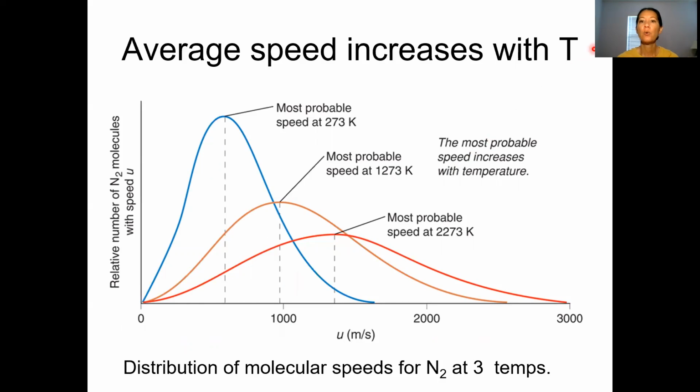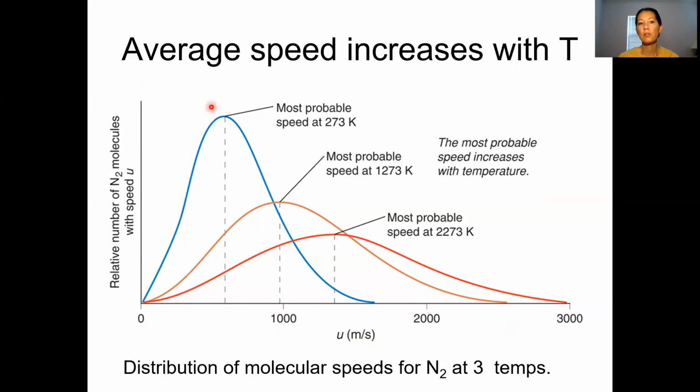Let's look at a correlation with average speed and temperature. So what I have here on my y-axis is the speed of nitrogen molecules. So this whole chart here is about nitrogen, N2, molecules, and this is the relative number of molecules with a certain speed, increasing as you go up. On the x-axis is the speed in meters per second.